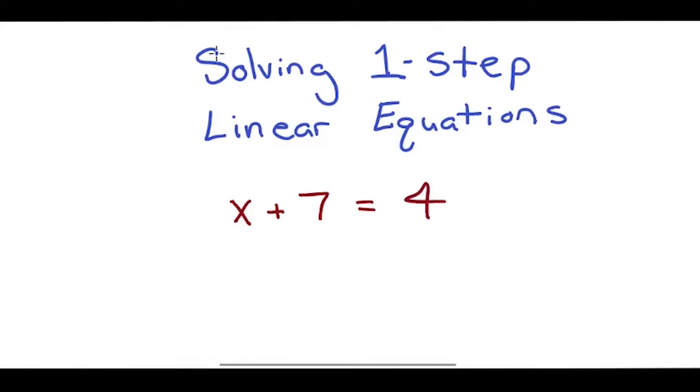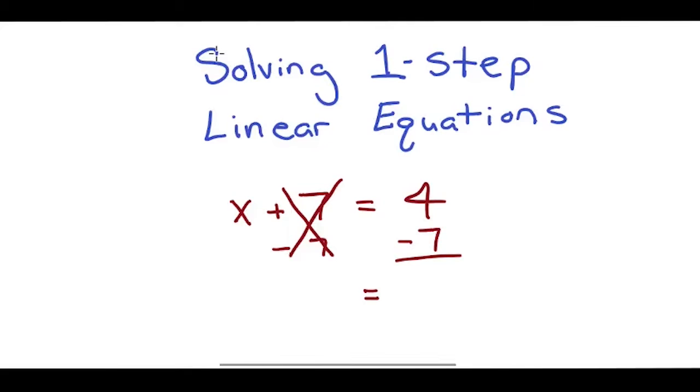So let's say we have x plus 7 equals 4. I want to do the inverse operation of plus. The inverse operation of plus is minus. So I'm going to subtract 7 from both sides. I'm going to cancel out the plus and minus 7.